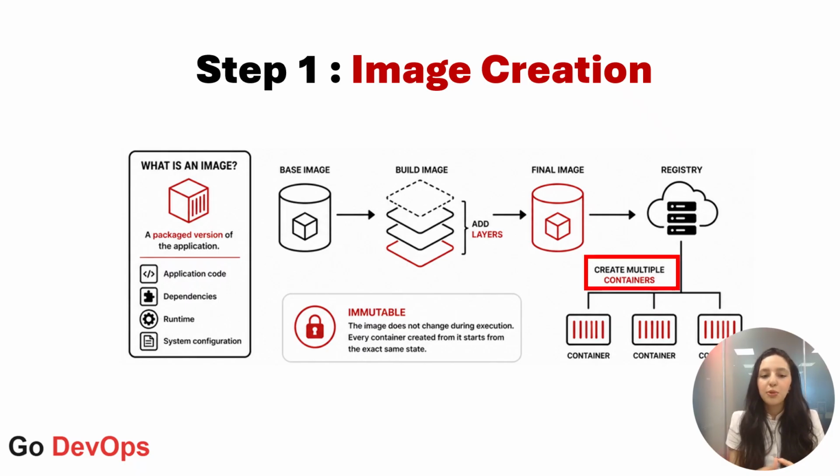And another key point is that the image is immutable, so it doesn't change during execution, and every container created from it starts from the exact same state, and that's what guarantees consistency. So in the life cycle, the image is really the foundation. It defines what the container will be before it even starts.